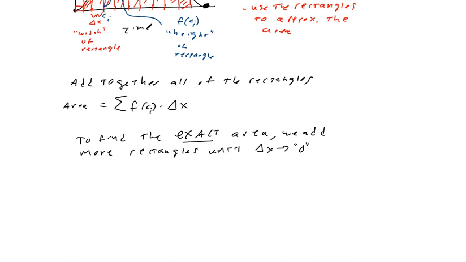And what we call this in calculus is we call this a limit. So here's what it is, right? Here's what we have. When you do the sum of f of ci times delta x, and we do the limit as delta x goes to 0, this is called the integral of f of x dx. This is the integral.